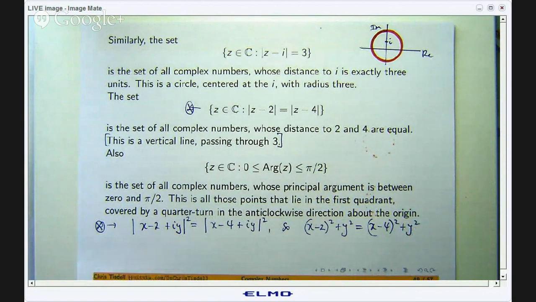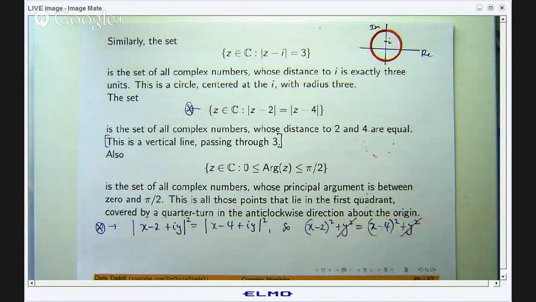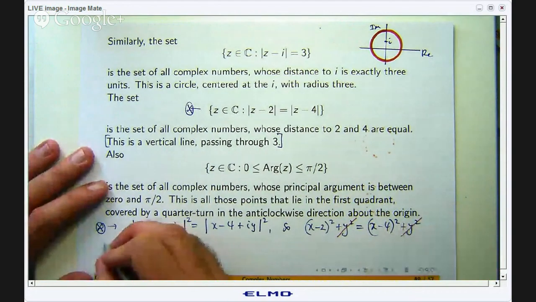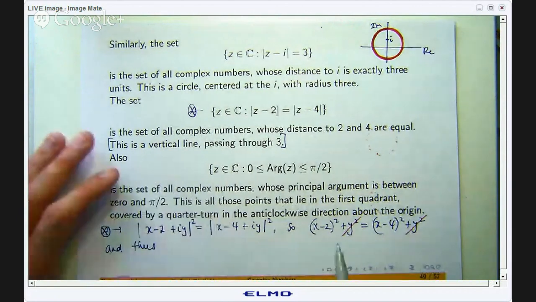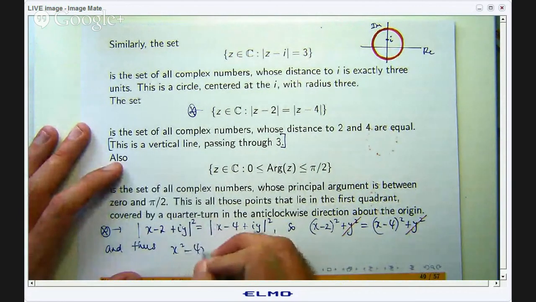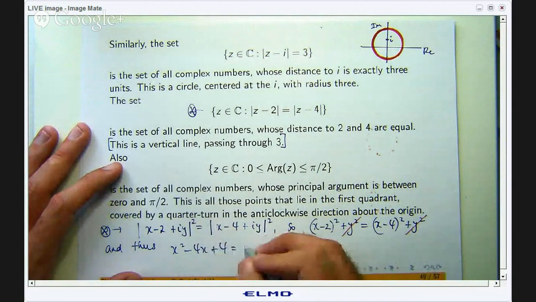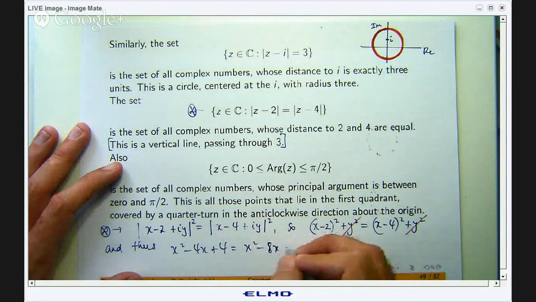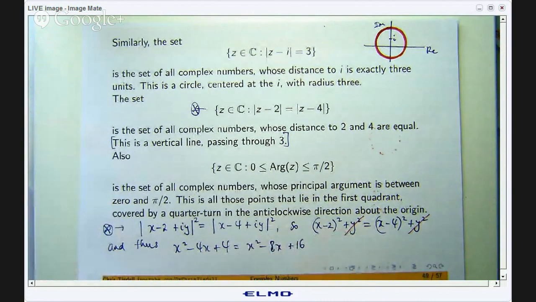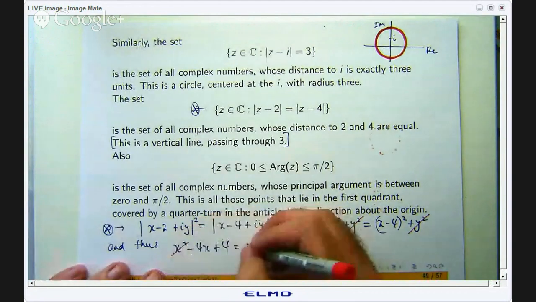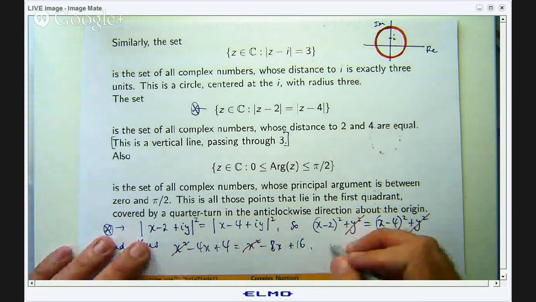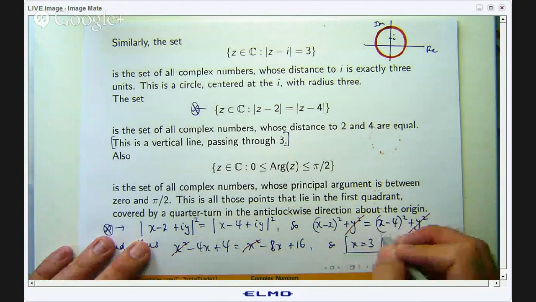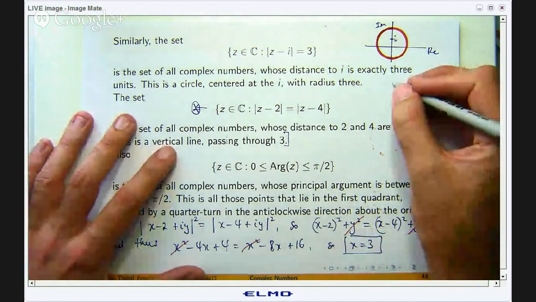So you can see straight away that the y squareds are going to cancel. And when I expand this out, the x squareds are going to cancel. So I'm going to get something like x squared minus 4x plus 4 equals x squared minus 8x plus 16. So the x squareds cancel and you're going to get 4x equals 12, so x equals 3. So that'll be your vertical line, right?